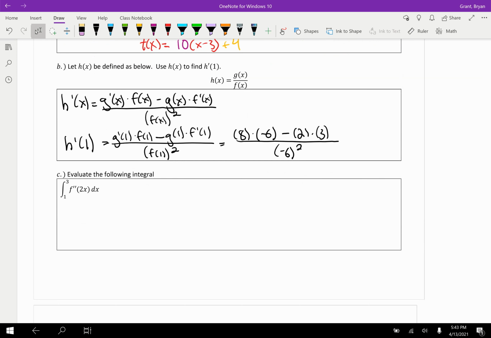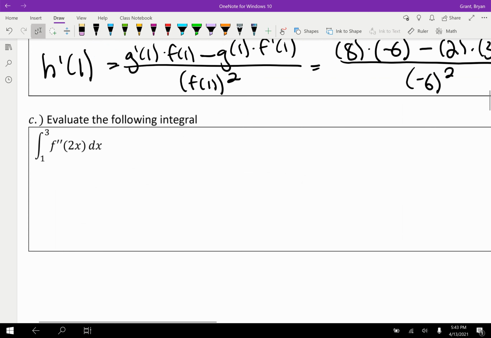All right, part C. Evaluate the following integral. Okay, well, there are two ways to evaluate a definite integral. One way is to use the definition that it measures the area between the graph and the x-axis. But I don't have the graph of f double prime of 2x, so I don't think we're going to do that. Instead, we need to use our fundamental theorem of calculus.